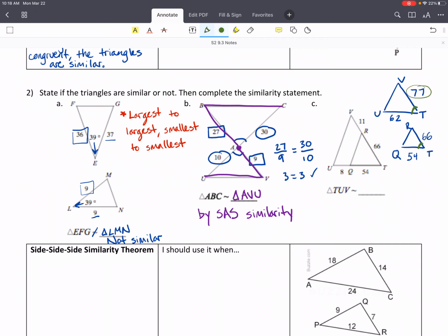I see that 77 is the bigger side, and 66 is the bigger side, and then 62 to 54. And so in my calculator, since I can't see this one just off the top of my head, I'm just going to go ahead and divide them. So I'm going to do 77 over 66, which is like 1.167. And then I'm going to do 62 over 54, which is 1.148. So these are not similar.